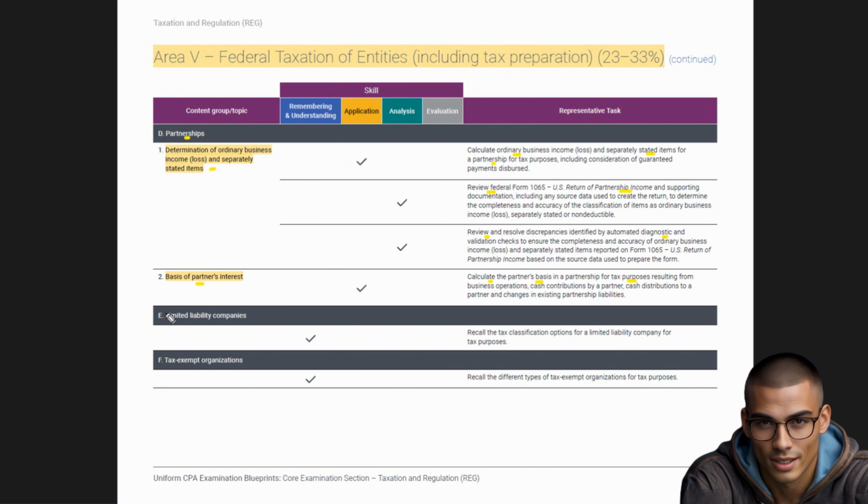Next, we have limited liability companies, LLCs, where you'll need to recall the tax classification options for a limited liability company for tax purposes. And lastly, we have tax-exempt organizations, where you'll need to recall the different types of tax-exempt organizations for tax purposes. That concludes our walkthrough of the AICPA blueprints for taxation and regulation, the reg section of the CPA exam.